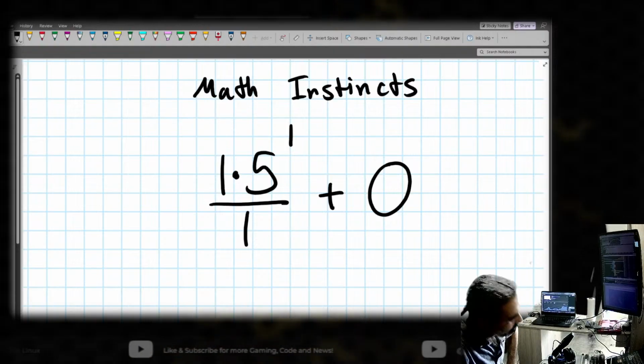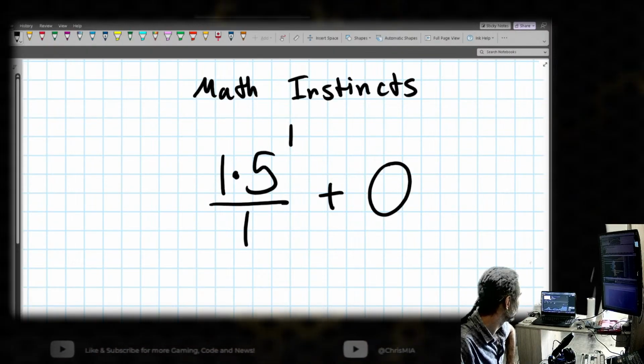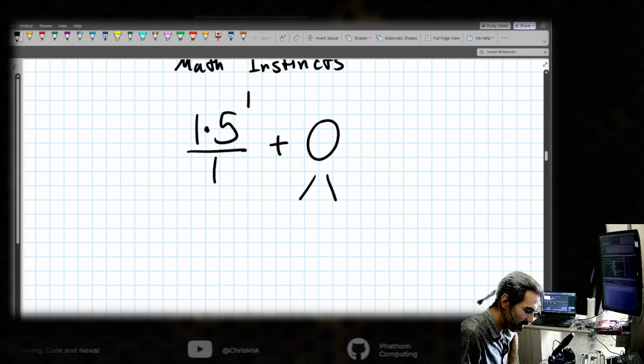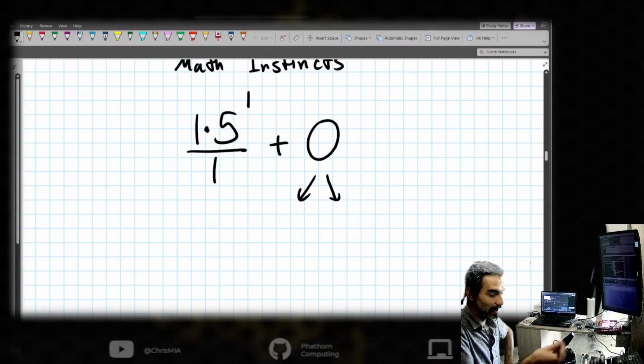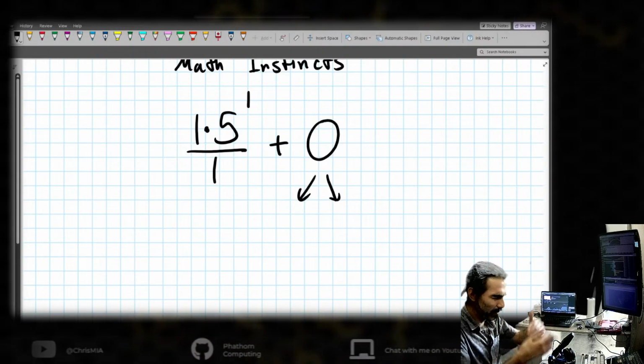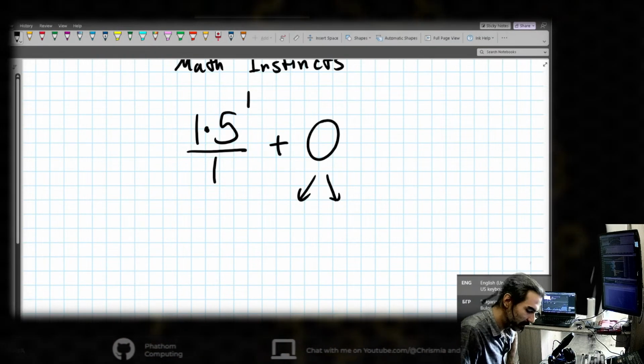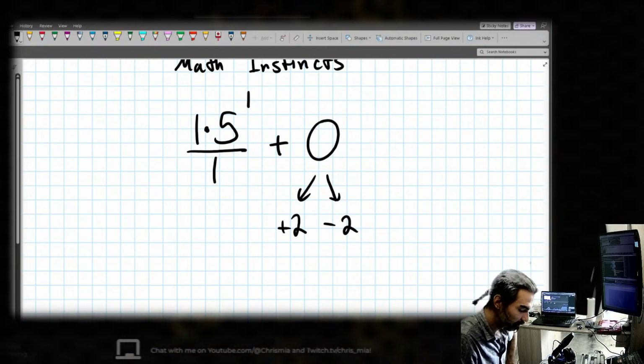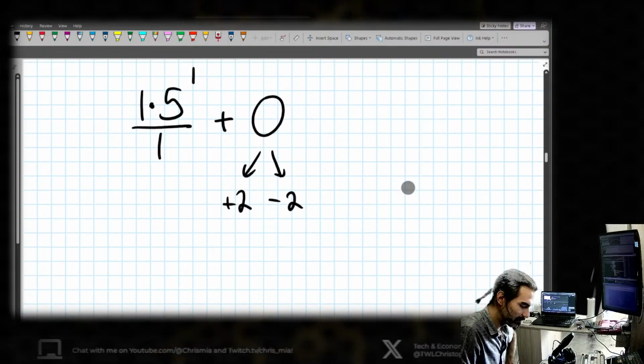So here's the trick. A 0 is not just a 0, is it? Because what can anything become a 0 as? Or what can any operation combine to be a 0? Well, let's say plus 2 and minus 2. Oh, now we've got ourselves a problem being made.